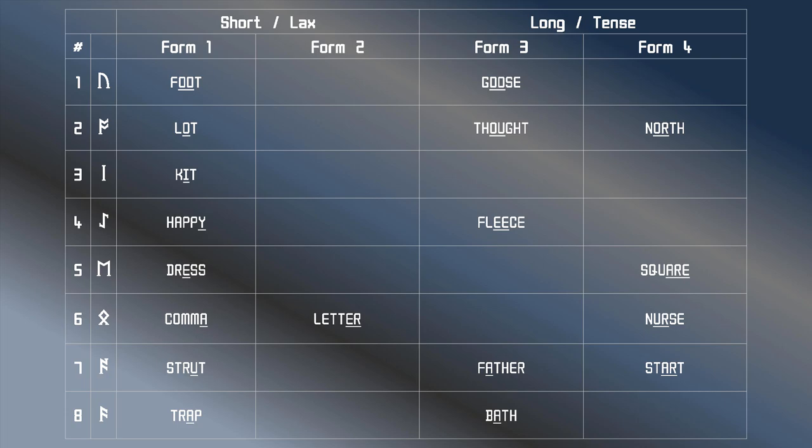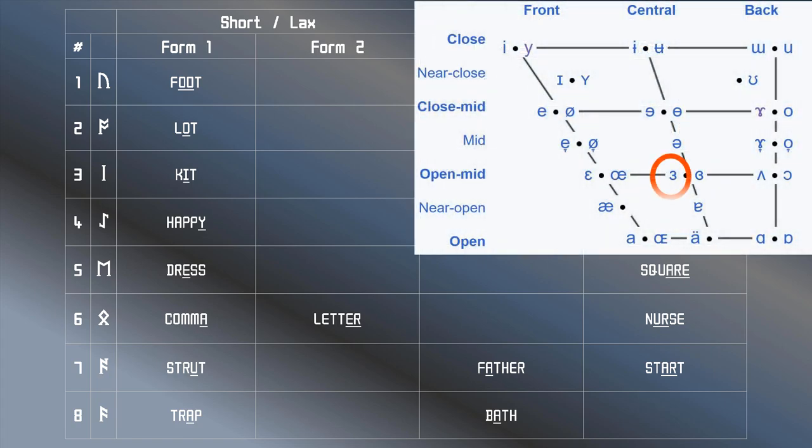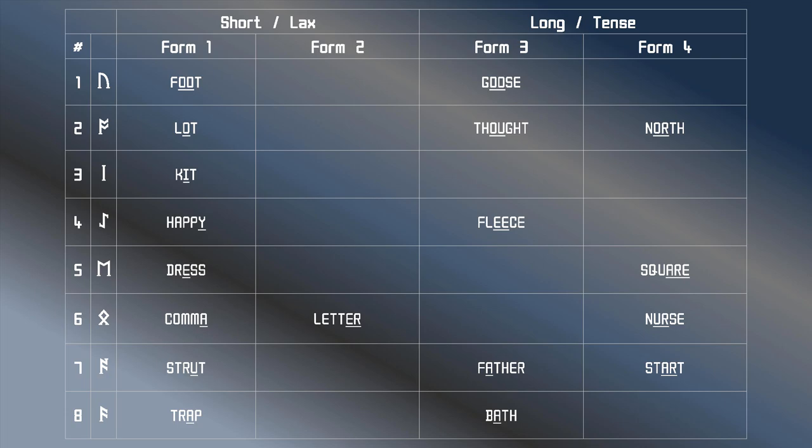Now let's look at the letter and nurse vowels. In some accents, the letter vowel is the rhotic form of the comma vowel, while in other accents, the letter vowel has fully merged into the comma vowel. Meanwhile, the nurse vowel is typically the unrounded central open mid vowel, aka the one that looks like a 3. As it's not uncommon for rhotic accents to merge the letter vowel into the nurse vowel, it also makes sense to write the nurse vowel with the rune Ethel, that is group 6. As the British consider the letter vowel short, we have put it in form 2, while putting the nurse vowel in form 4 because they consider it long.